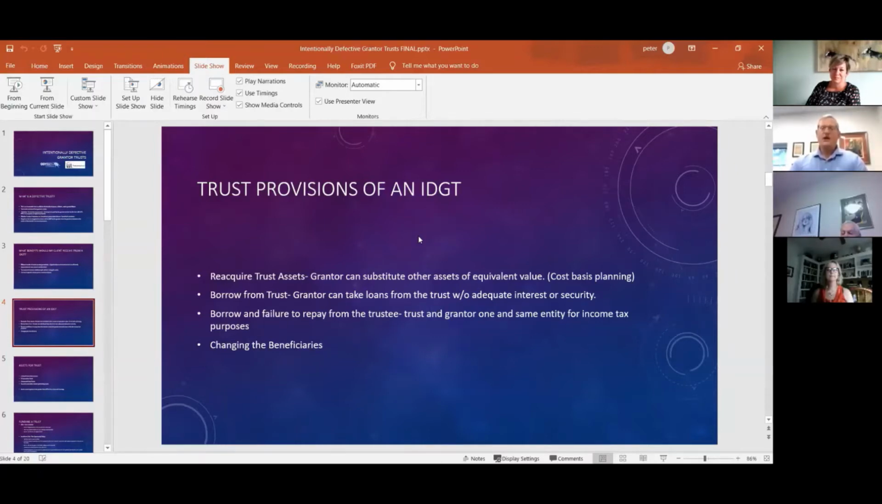And then again, borrow and failure to repay from the trustee. Again, we're one and the same. So it's a loan, but it is a loan from ourselves. So for income tax purposes, the interest on there is not taxable because it's effectively a loan to ourselves.